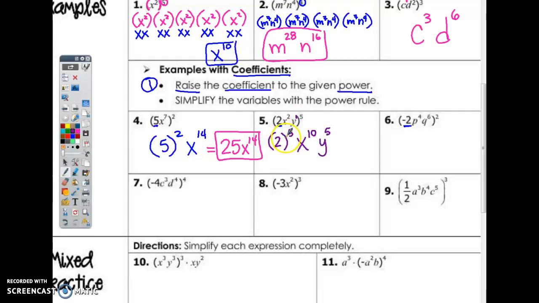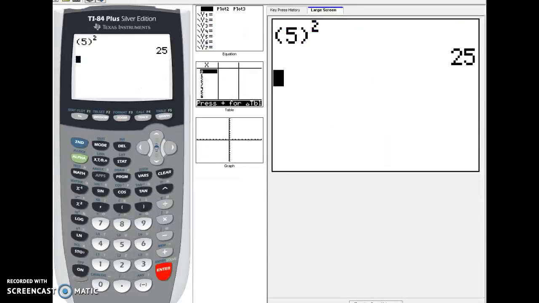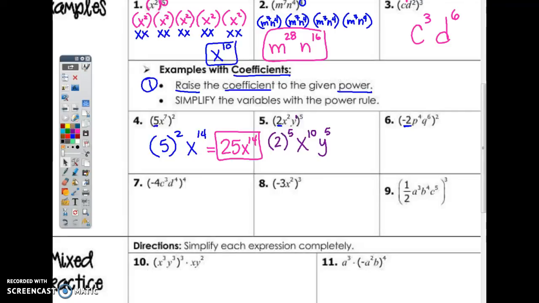So then this one, go ahead and put it in the calculator. Parentheses 2, close parentheses, to the power of 5. And that will give you the coefficient of your answer. This button does to the power of whatever you want, and 5, enter. So really, the big number in the front is 32, because it's like saying 2 times 2 times 2 times 2 times 2 is 32. So we have 32 x to the power of 10, y to the power of 5. You do not multiply the coefficient times the exponent. You don't multiply those two. You just multiply the exponents.